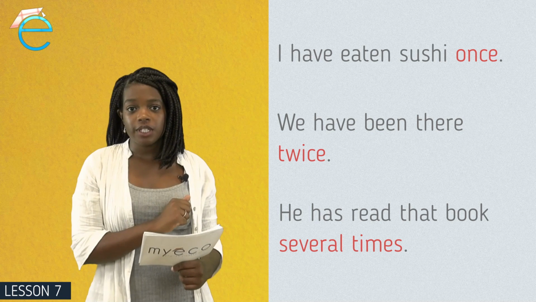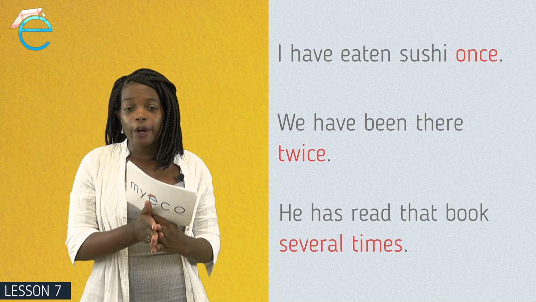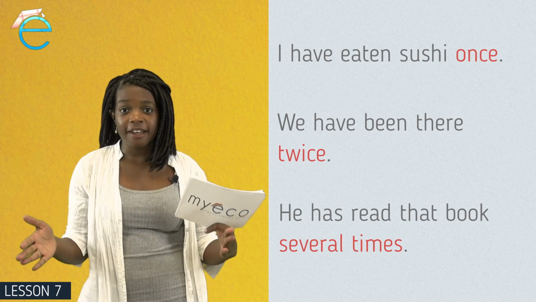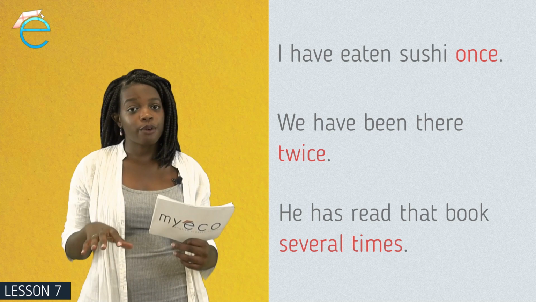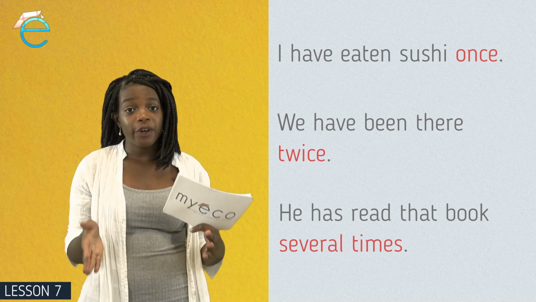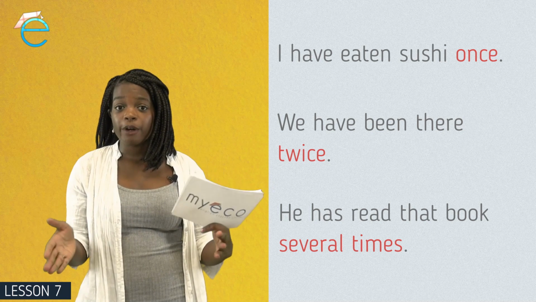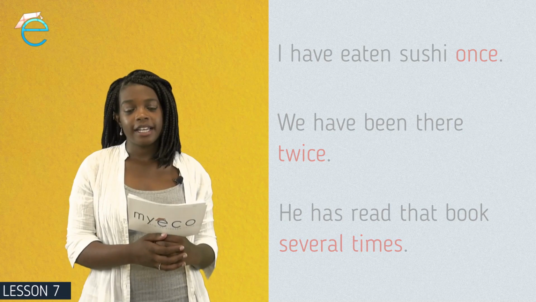In all 3 of those examples, we can see that throughout the whole period of the person's life, they have done those activities once, twice, or several times. It doesn't say the period of time, it's all about the number of times that we have done the situation.